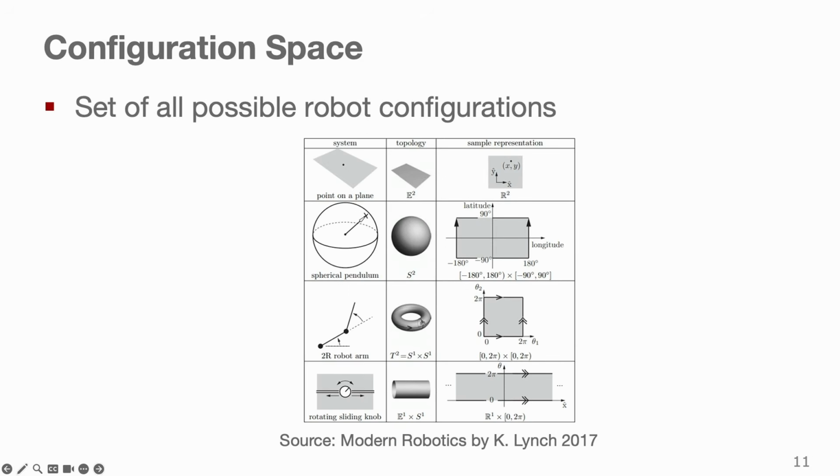Okay, now we need to talk about the space where all these parameters actually live. And we call this typically the configuration space or the C space. This is essentially the set of all possible configurations a robot can take. So looking at the table over here, you can see that the space depends entirely on the types of joints that you have. So for a point on a plane, it's simply like a Euclidean space. But if you look at the 2R arm, because it has 2 revolute joints, it's not going to be flat, but it will be a torus.